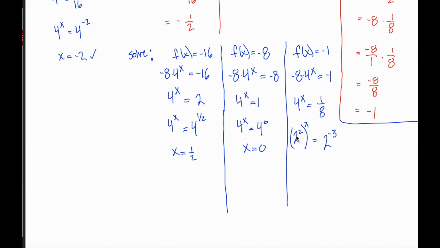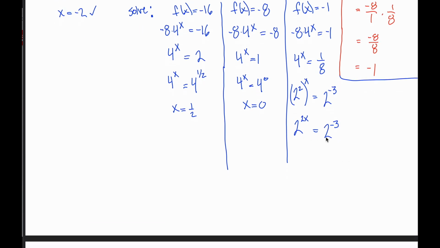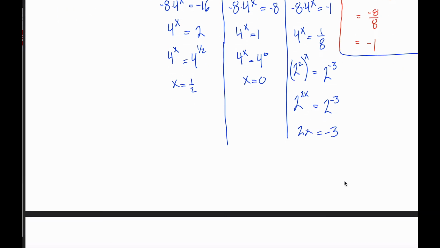So we can rewrite 2 squared to the x power as 2 raised up to whatever 2 times x is equal to. Well, 2 times x is 2 times x. So the left-hand side of the equation is 2 to the 2x power. The right-hand side of the equation is 2 to the negative 3 power. So what I now have are two expressions that are equal, and they have the same base. And if their bases are equal, then their exponents have to be equal. So 2x must be equal to negative 3, and therefore x must be equal to negative 3 halves.